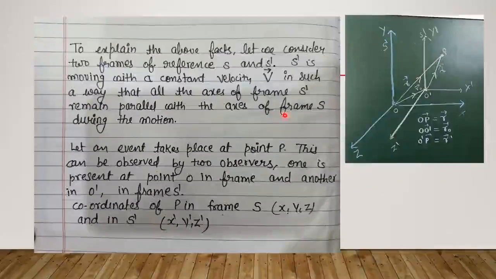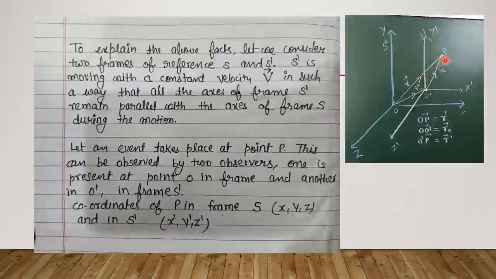To explain the above facts, let me consider two frames. One is S and another is S dash. S dash is moving with constant velocity v relative to S in such a way that all the axes of frame S dash remain parallel with the axes of frame S. Let me consider an event happening at point P. This can be observed by two observers, O and O dash. Observer O is in frame S and O dash is in frame S dash.